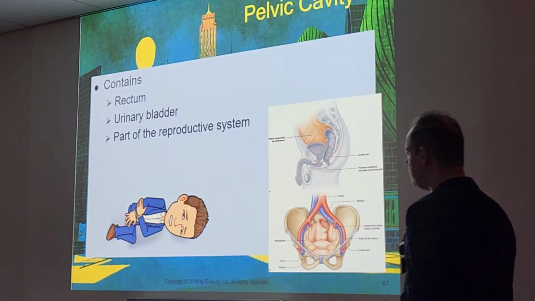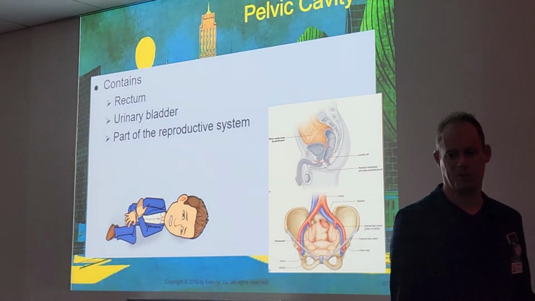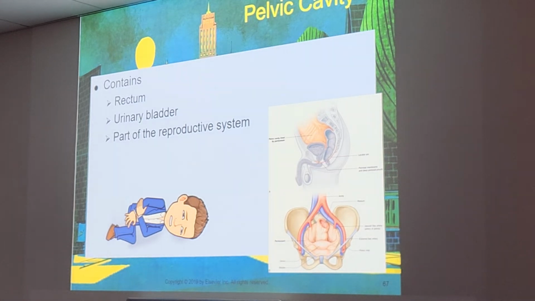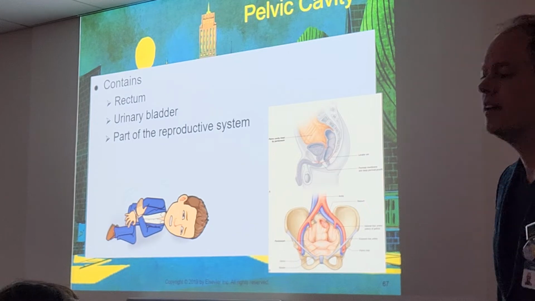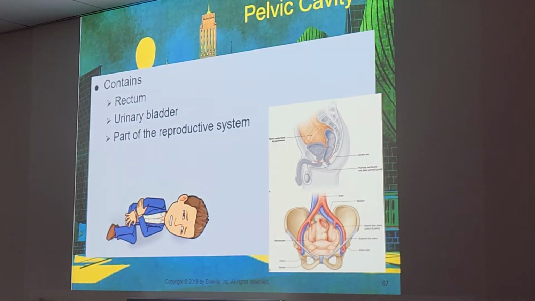You said it's part of the abdominal? It is a subcategory of the abdominal cavity, yes. It's not its own separate cavity. Keep that in mind. It's included within the abdominal cavity. A lot of people give it its own little separate classification. I guess because they want to confuse us more, but.